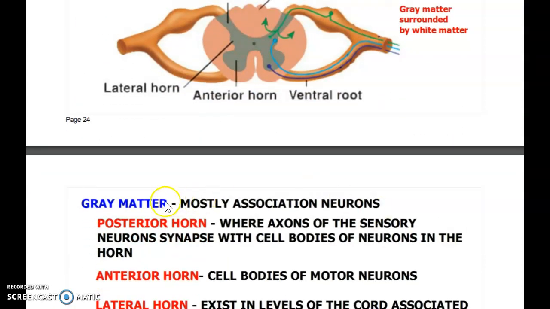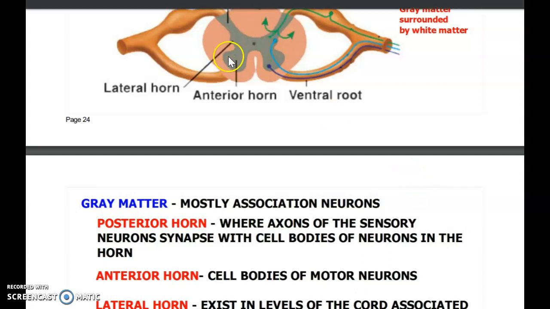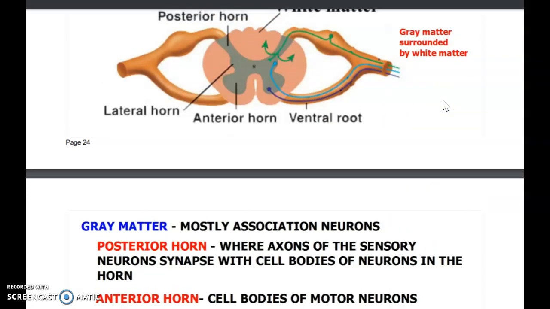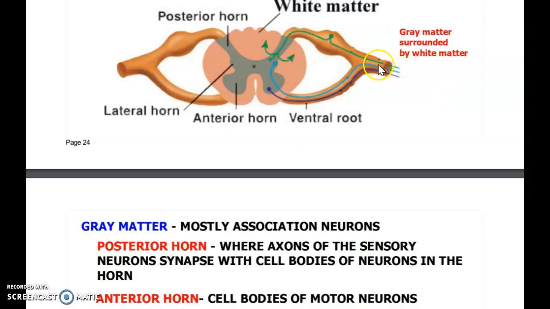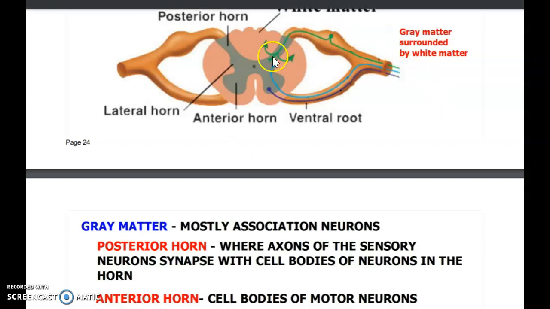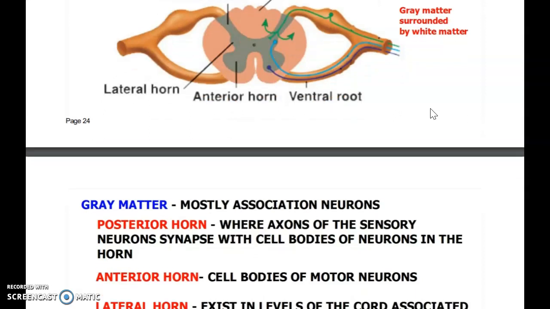So what's the gray matter? Gray matter are mostly association neurons. Remember that gray matter is the cell bodies. If you recall, association neurons are the connectors between the afferent and efferent neurons. So they're sort of the processing neurons here. They're like the central unit, if you will, of the spinal cord. So incoming information comes and is interpreted by association neurons, and then outgoing information, the efferent pathway, goes out.